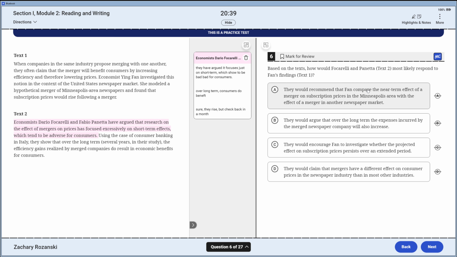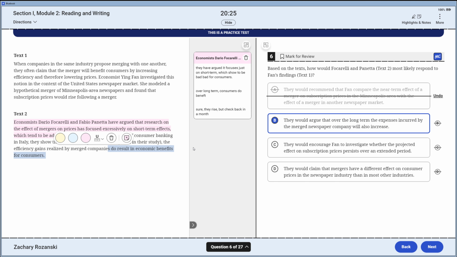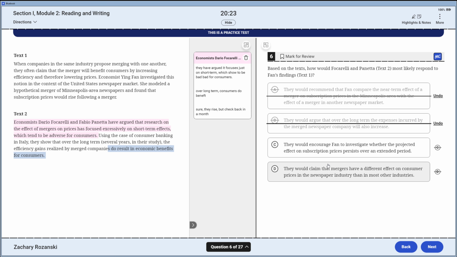They would recommend that FAM compare a near-term effect of a merger in the Minneapolis area with the effect of a merger. No, it's not. They wouldn't complain about the market. They're complaining about the time. They would argue that over the long term, expenses incurred by the merger would also increase. No, they're not saying that. They're saying that eventually it would do better for the consumer. Things would get better for the consumer, rather. They would encourage FAM to investigate whether the projected effect persisted.